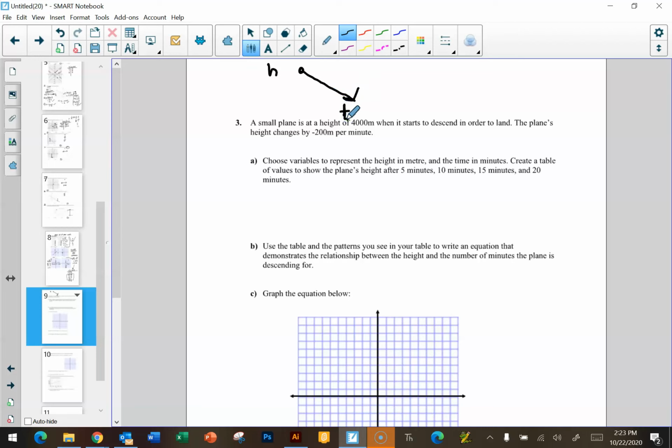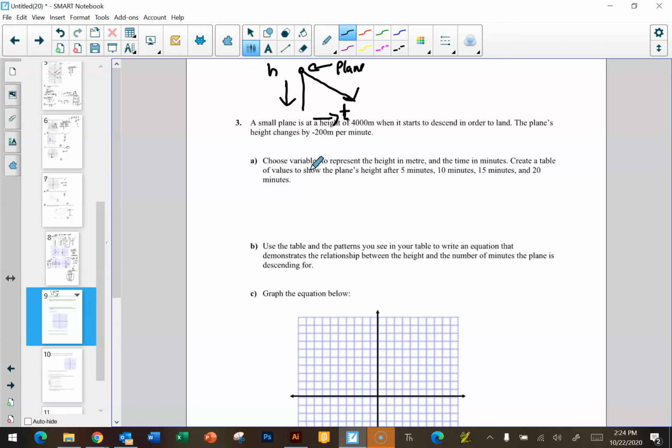It looks like a plus, but it should be a T. So just by drawing myself a graph there, I can say, well, I know that plane is going to get a lower height as it gets a higher time. The more time it spends, the more it goes down. So even just by drawing a little picture like that, it helps me recognize that this is the line I care about, because that's the plane traveling forward in time as it gets closer to the ground. So that might help you. Choose variables to represent the height in meters and the time in minutes. Create a table of values to show the plane's height after 5, 10, 15, and 20.